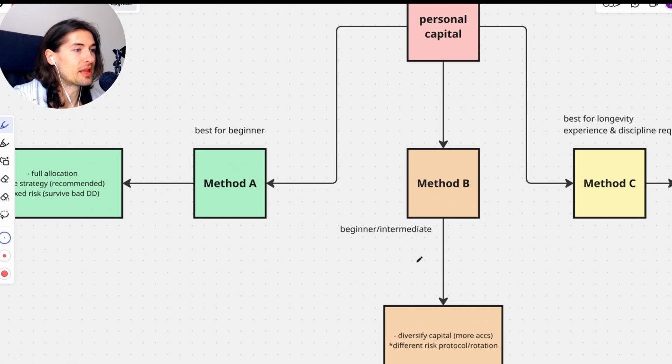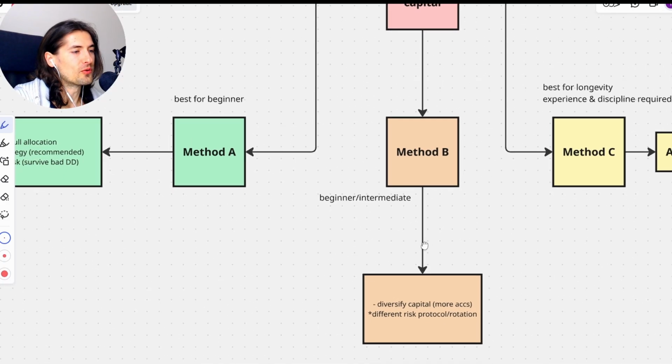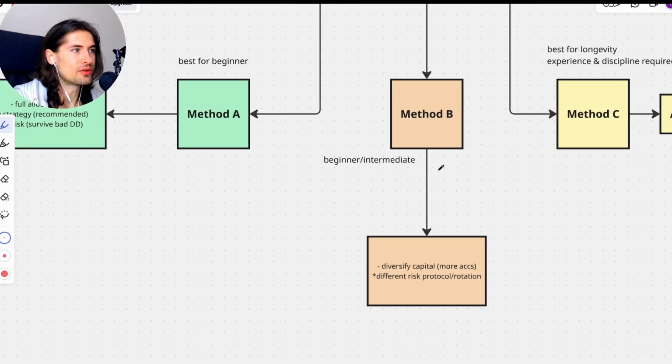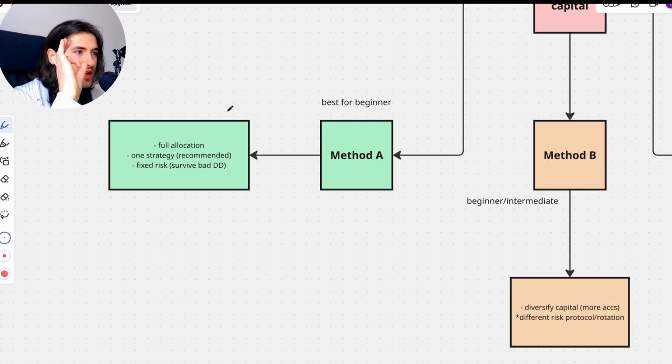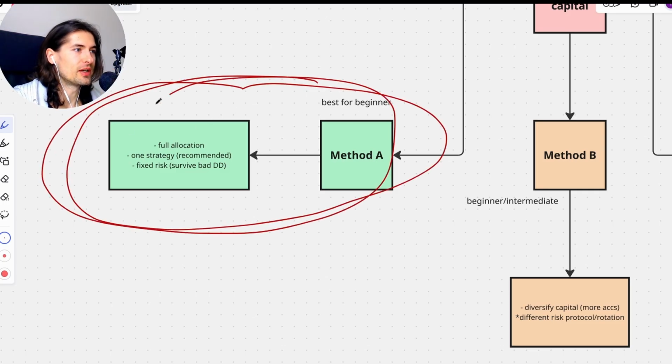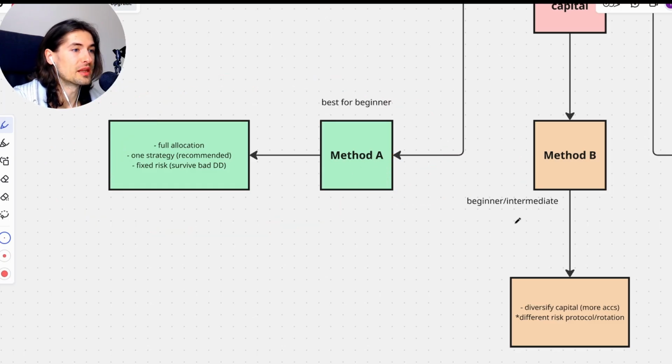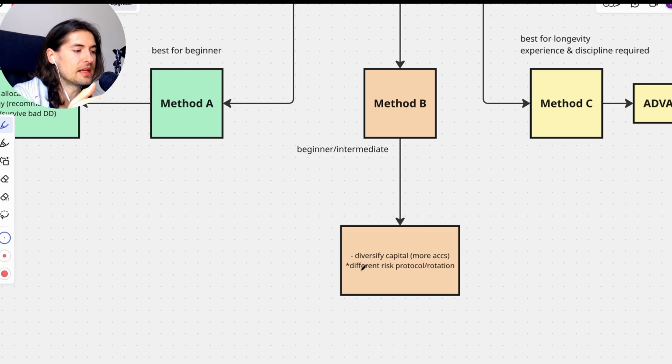Now, when it comes to method B, it's rather beginner or intermediate, because in this approach I'm diversifying my capital. What it means is I'm not putting all my money in one basket, but having let's say two, three, or maybe even four accounts. I'm saying this is intermediate because it's definitely not for beginners, because beginners should be focusing on one thing only. But if you already have enough discipline, patience, and a little bit of experience, you can switch to method B, where you can play with different trade management or risk management, so to speak.